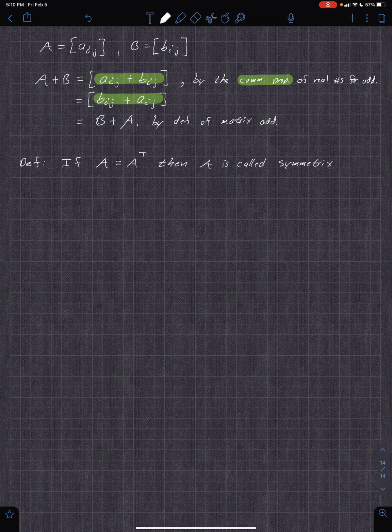That implies, if that's true, A must be square. So it must be a square matrix, n by n. Next is properties of transpose. 1, 2, 3, 4. I probably should go to the next page here. So this is properties of transpose.